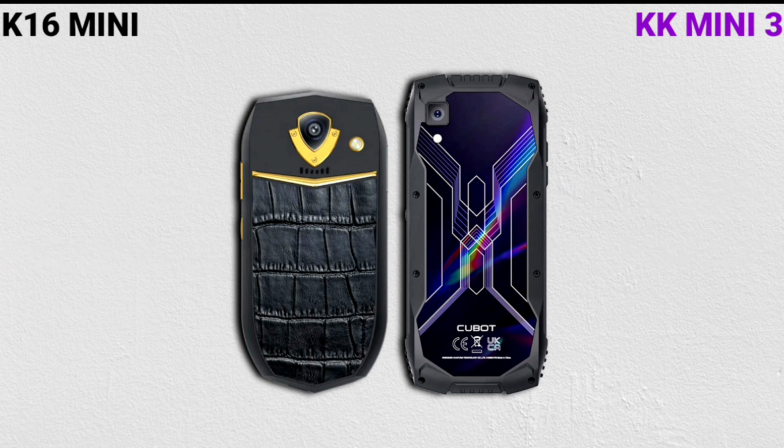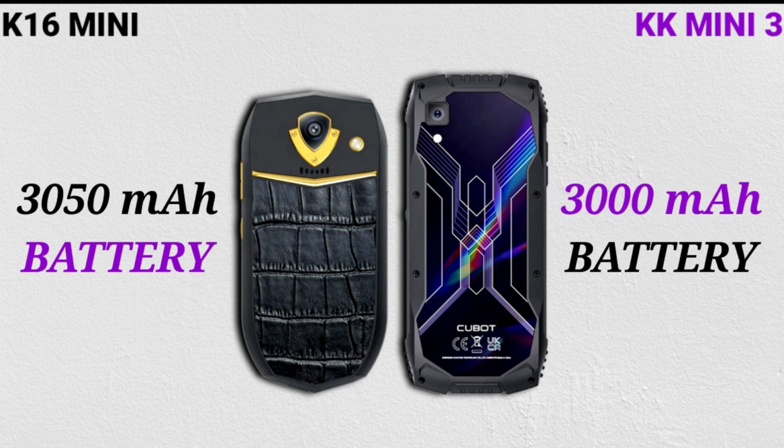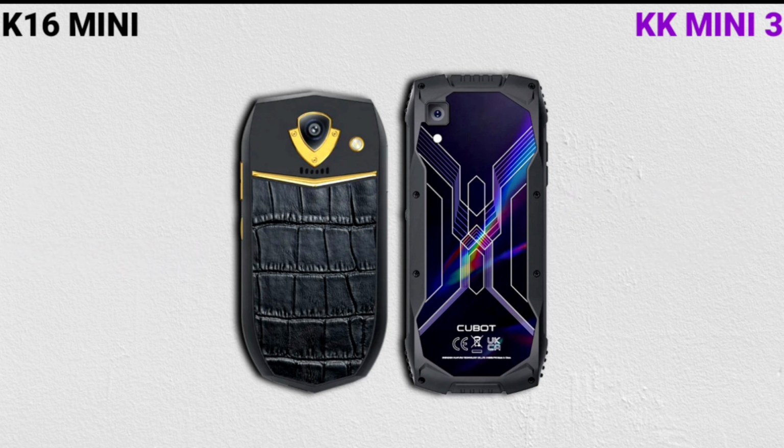The battery capacity of the K16 is 3050 mAh. There is no mention if it supports fast charging, but I believe the device might support at least 10 watts charging. The King Kong Mini 3 is backed by a 3000 mAh battery. It also doesn't support fast charging, so I think it might support just 10 watts charging as well. So all the features of both devices are pretty much the same.